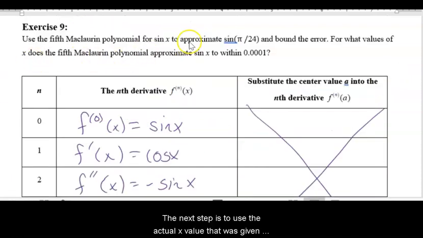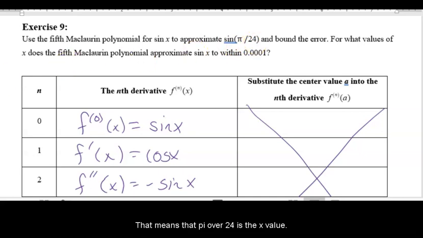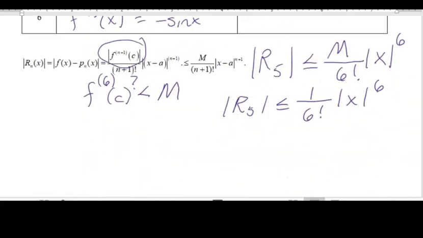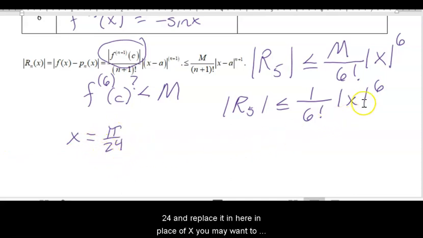The next step is to use the actual x value that was given to us so that we can find the actual error on using the fifth Maclaurin polynomial to approximate the sine of pi over 24. That means that pi over 24 is the x value. So down here we have x is equal to pi divided by 24. That means that we will take the pi divided by 24 and replace it in here in place of x.